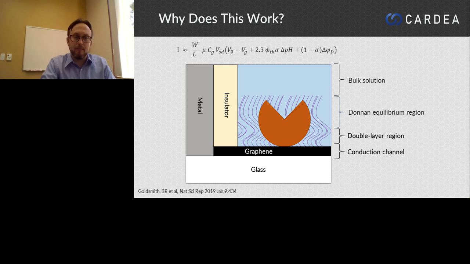Altogether, this is what causes our gate response. And again, our most recent paper describes this in a lot more detail.